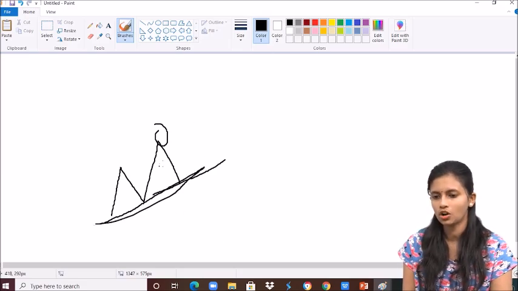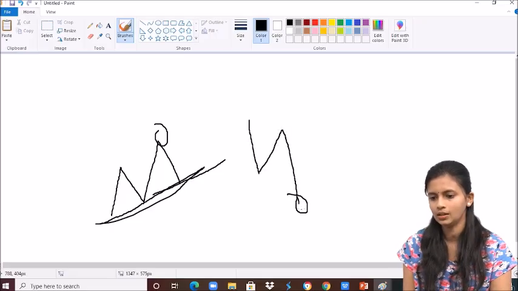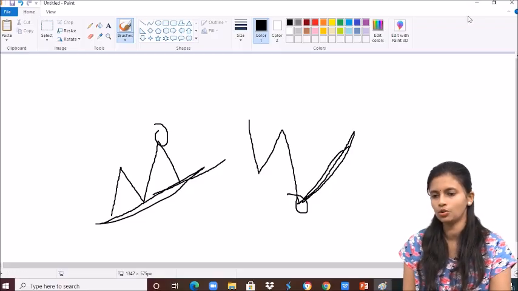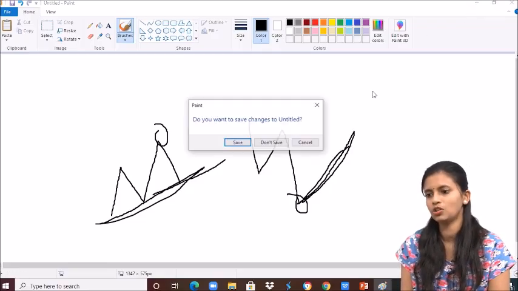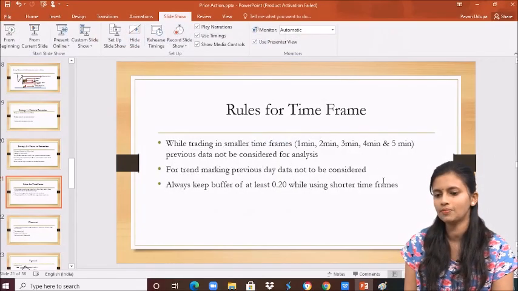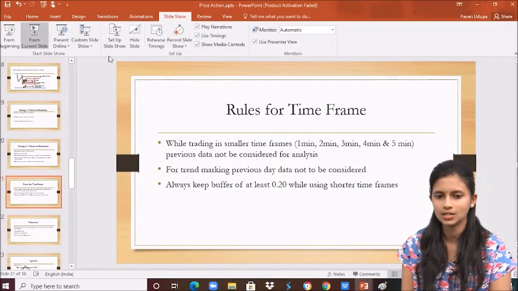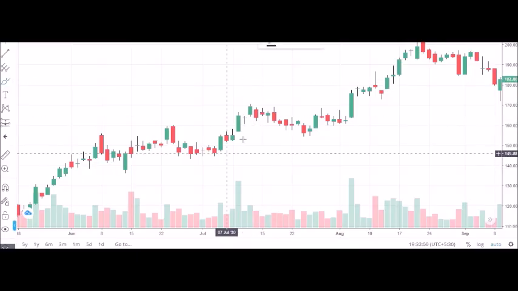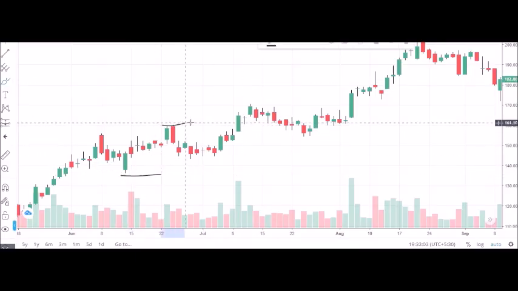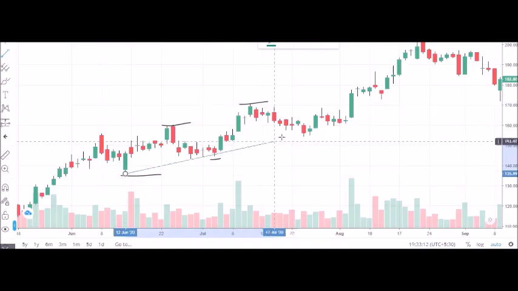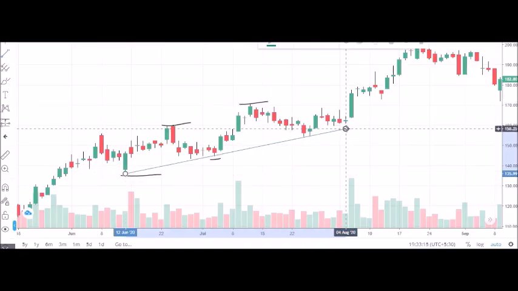Or if the stock moved like this on a previous day and closed over here, and the next day it moved like this, you can draw this and check the breakdown. So for longer time frames you can use the previous data. For shorter time frames you cannot use the previous day's data. See here, this is low, this is high, this is higher low, this is higher high. Now if we draw the trend line from here, we have support.